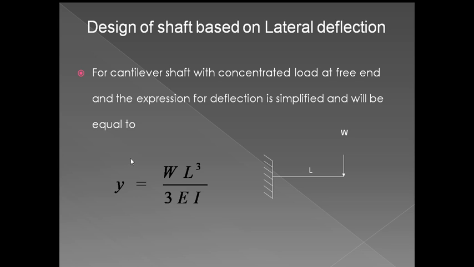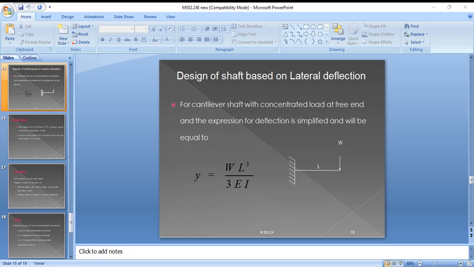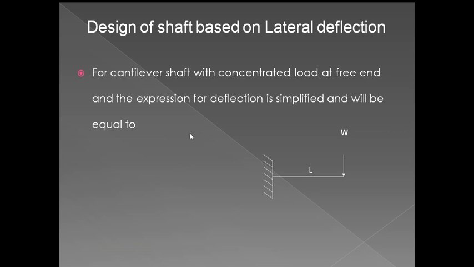So next, the cantilever shaft with concentrated load at the free end, and the expression for deflection is simplified and will be equal to Y equal to WL³ by 3 EI. So 1 by 3 is the constant. So here the constant value is 1 by 3 for a cantilever shaft with the concentrated load at the free end. The deflection equals WL³ by 3 EI.